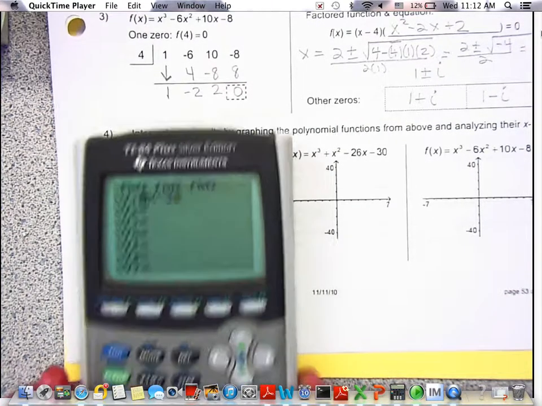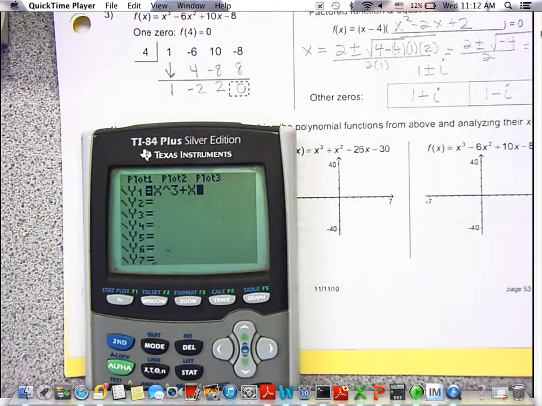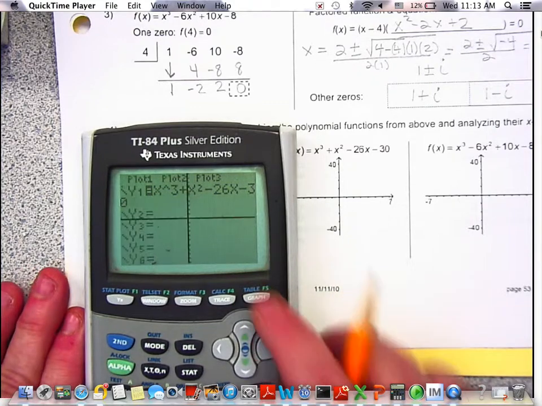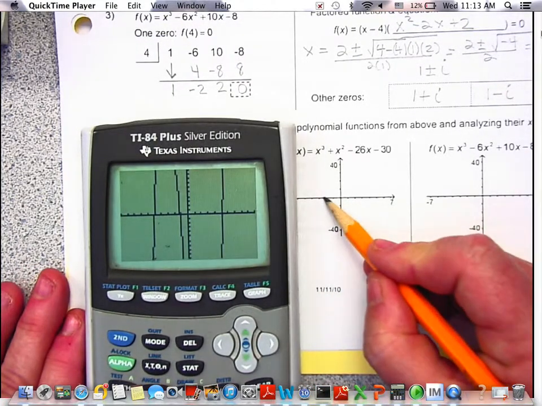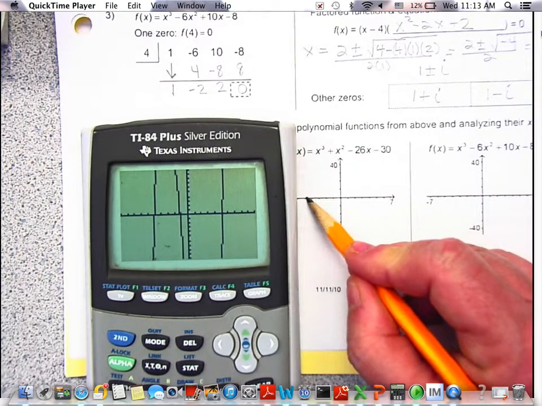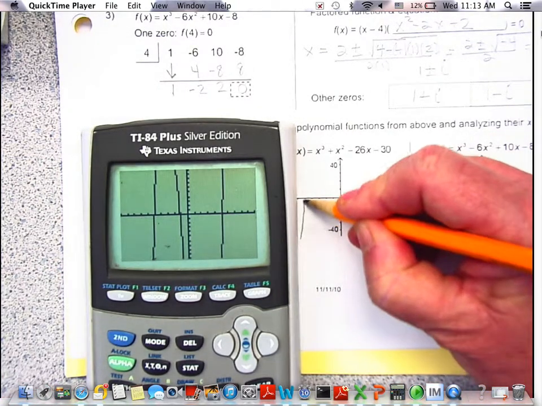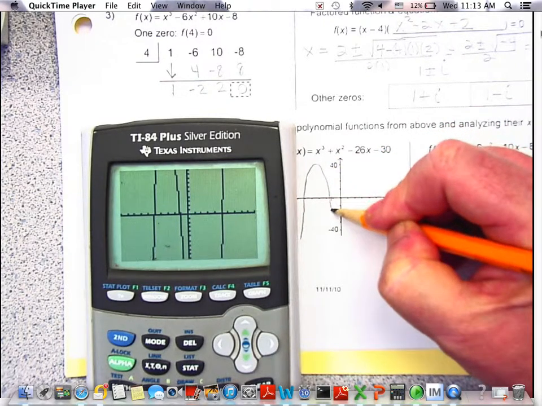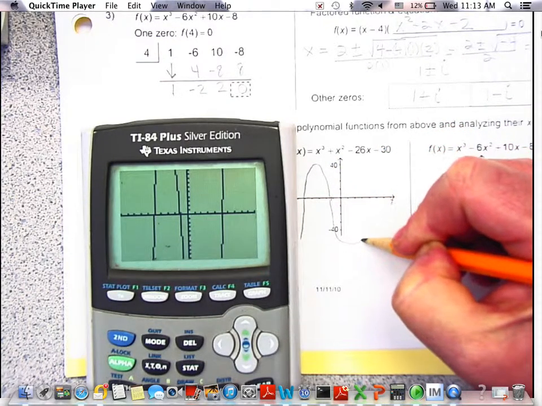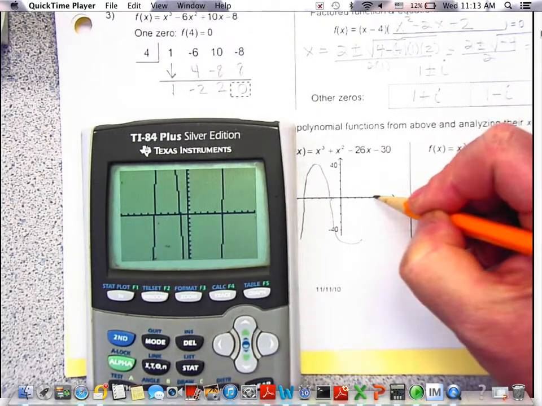Only problem is when you have imaginary, you're not going to have an x-intercept. But put the next one in. Okay, this one crossed at 1, 2, 3, 4, 5. Is that right? Negative 5? Yes, that one's correct. And then somewhere around here. 1, 2, 3, 4, 5.